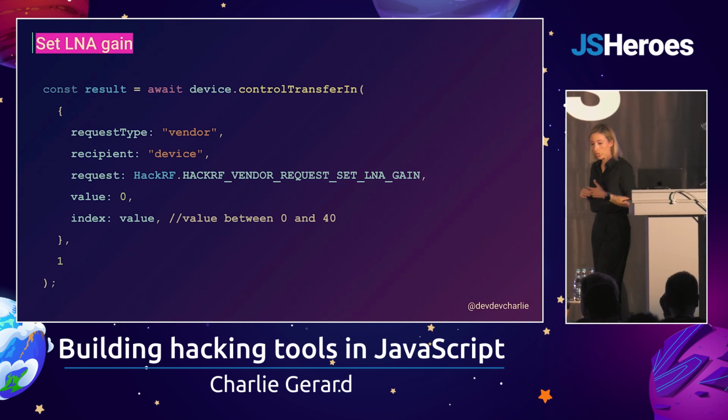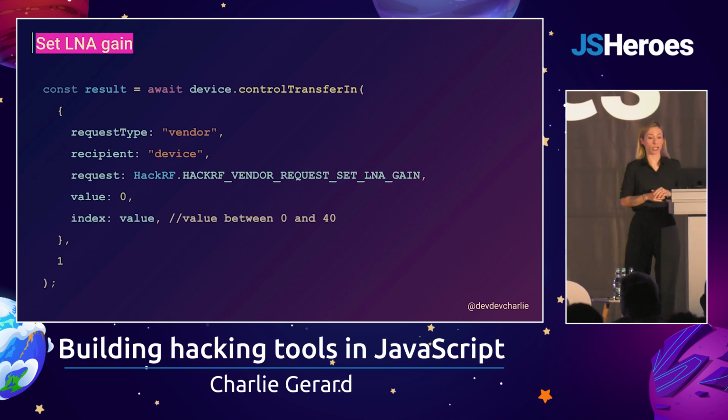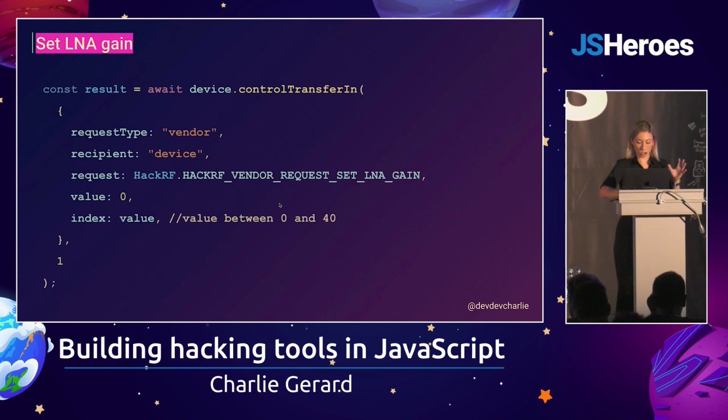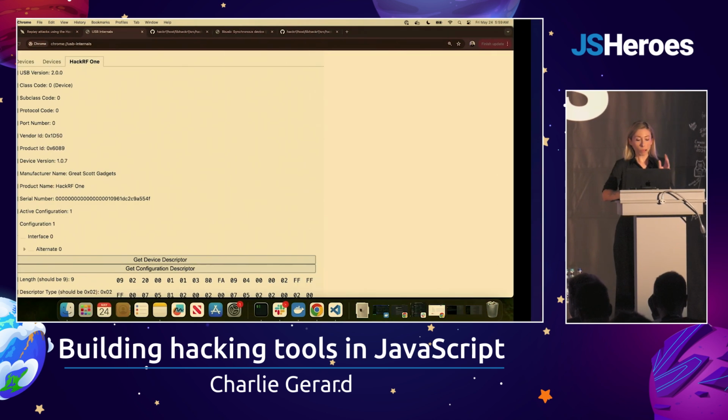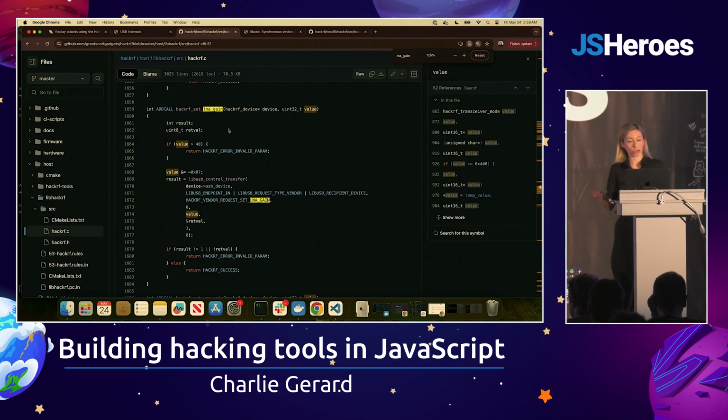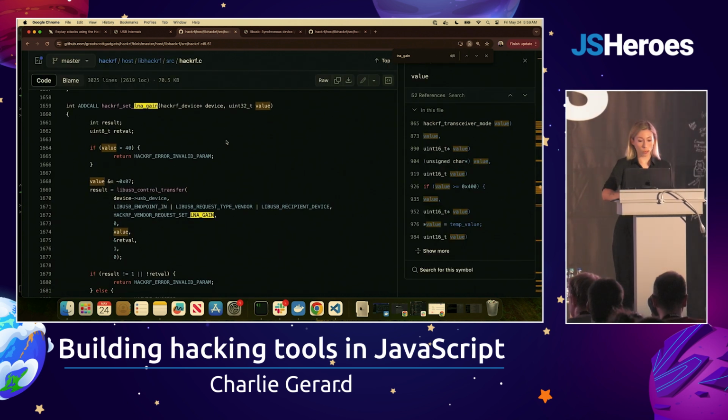So when I started working on this, I had absolutely no idea how to actually talk to my HackRF and what to do. So this is probably going to be a bit annoying because I'm going to go between this code and the docs. But basically, I didn't even know how I know if I have to call control transfer in or control transfer out?